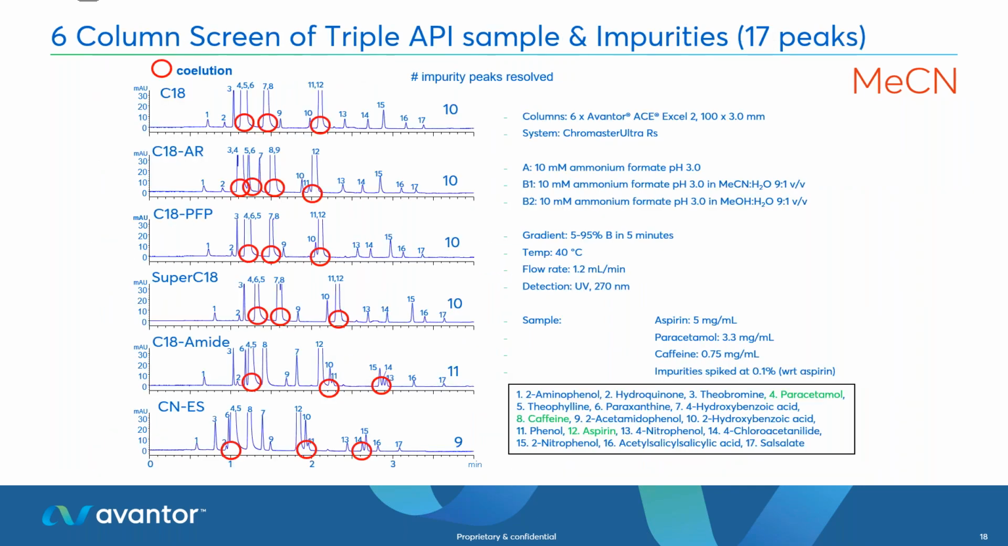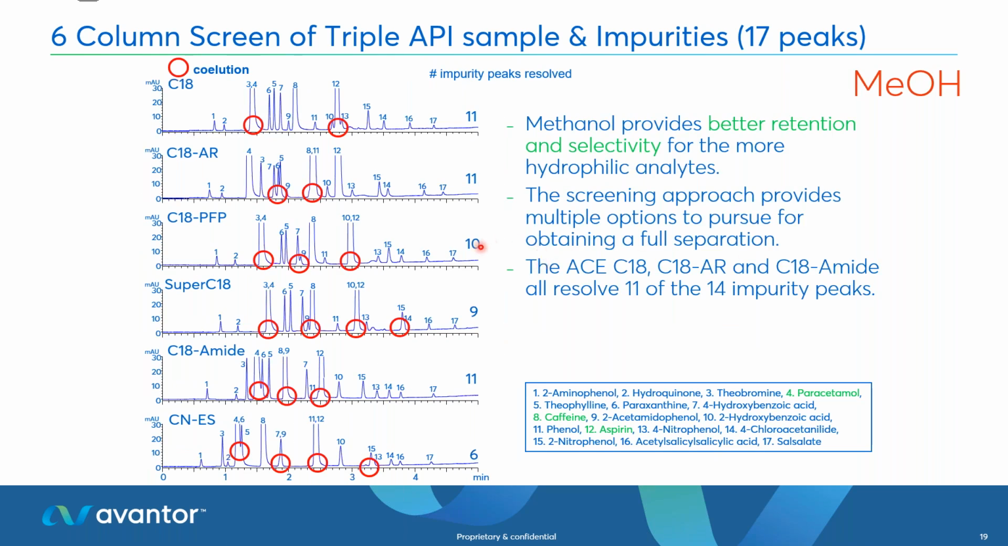Here we had a triple API mix and we tried the screen on acetonitrile. We still got coelution of multiple peak pairs in this case. Moving across to methanol did improve the selectivity, but not enough to actually give baseline resolution of all of the analytes of interest, especially those eluting near the API. So this one was a lot more tricky in terms of getting baseline resolution for all of our peaks of interest, but we did have 3 columns that we thought we could move forward with potentially.